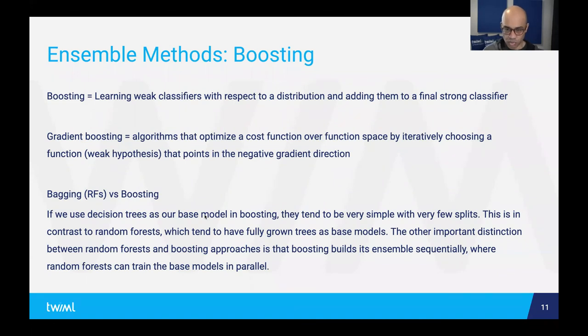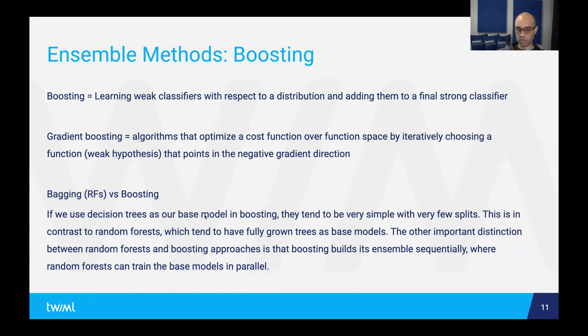And then boosting is another approach that is basically trying to learn weak classifiers, in some cases just better than random, and then adding them together to create a strong classifier by iteratively choosing weak ones. Gradient boosted decision trees implemented by XGBoost are super powerful and have become very popular. It applies a kind of gradient descent algorithm where you are identifying these weak classifiers by choosing functions that point in the negative gradient direction.